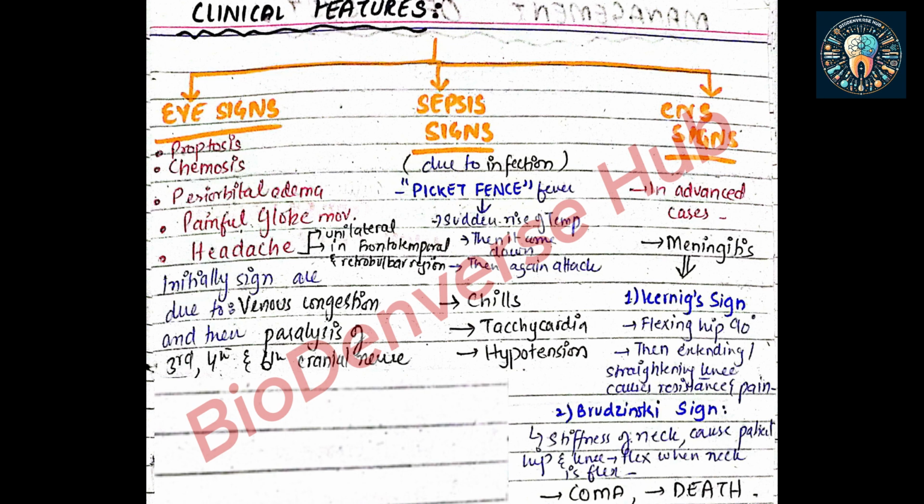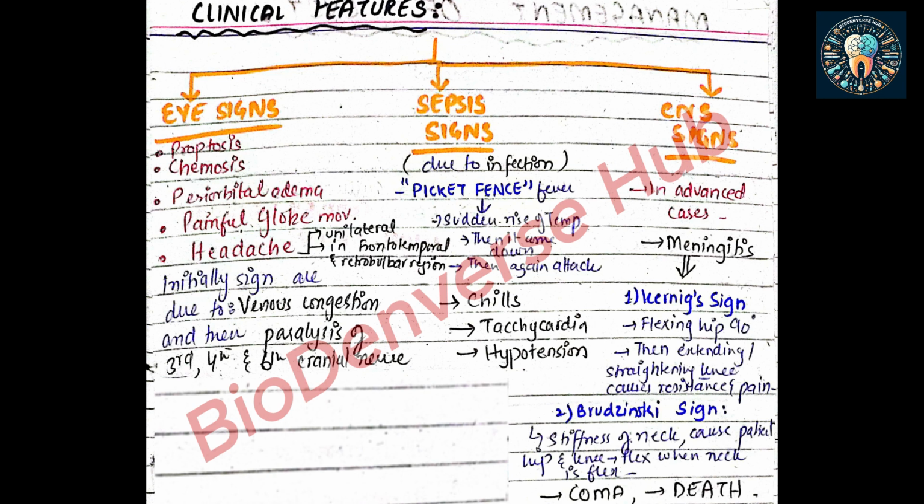And in meningitis, we need to know about two important signs. First is the Kernig sign: flex the hip to 90 degrees and then try to straighten the knee, and it will cause resistance and pain. So this is known as the Kernig sign.